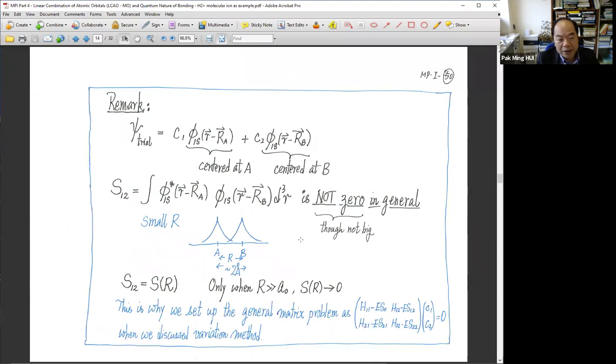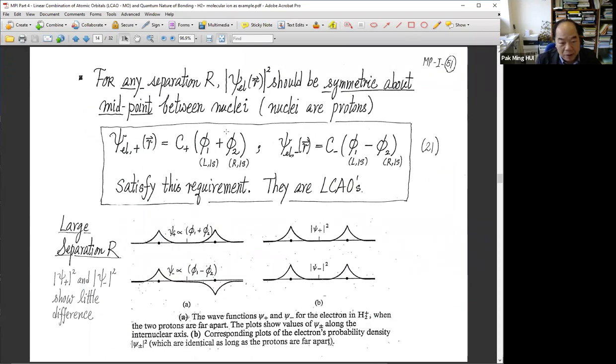So the idea is to linearly combine them. I have the left 1s, right 1s, and linearly combine them. In principle, I should have two different coefficients, C1 here, C2 there. However, in this particular case, it is even simpler than that, for the reason that they are the same center, proton, proton. So I see it this way, and I see it the other way. I'm moving my head to this side.